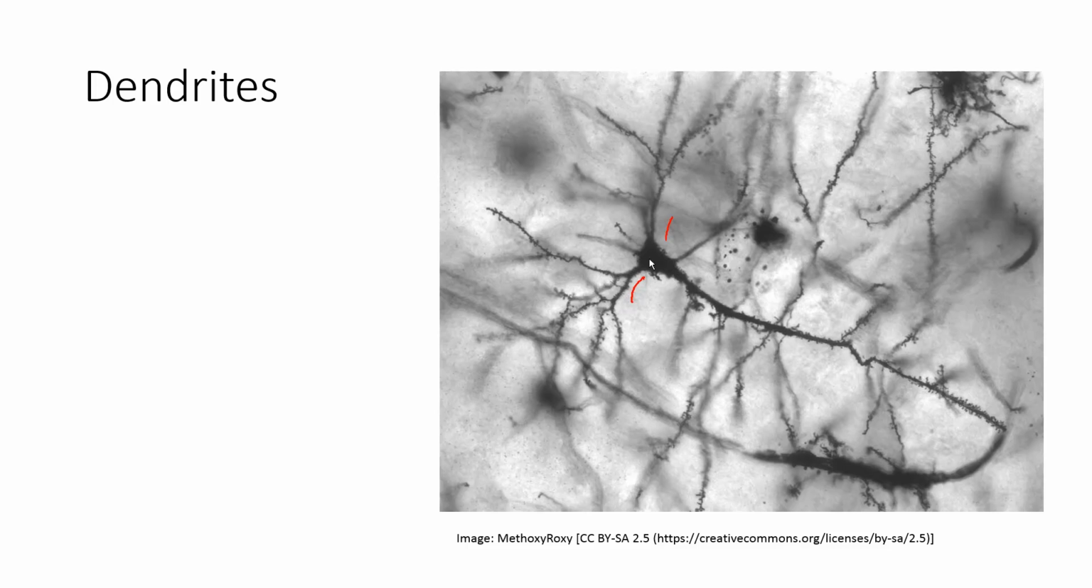But dendrites tend to branch. If we look at this one here, we can see as we move away from the cell, it's branched. And then this one branches here and here. And then this one comes up here and branches again.